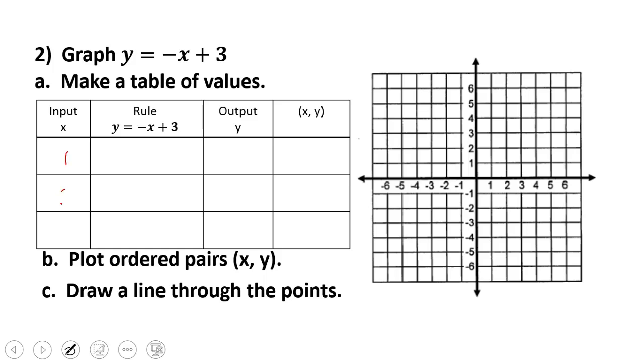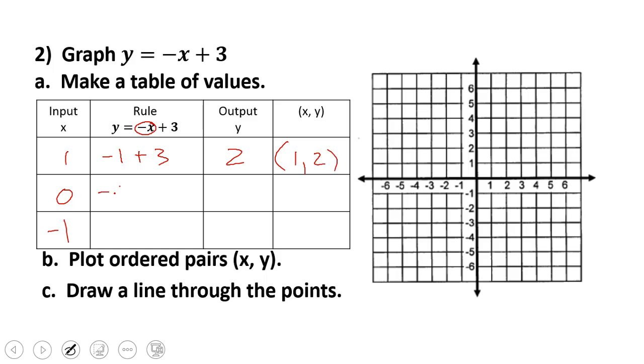I'm going to choose 1, 0, and negative 1. They're always the super easy numbers, especially 0. And I'm going to go negative 1 because we have a negative x. Got to remember to put that on there. Plus 3, my output would be 2. My ordered pair is 1, 2.